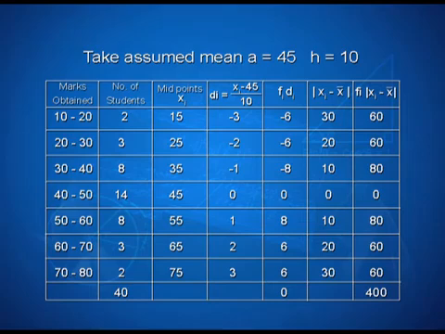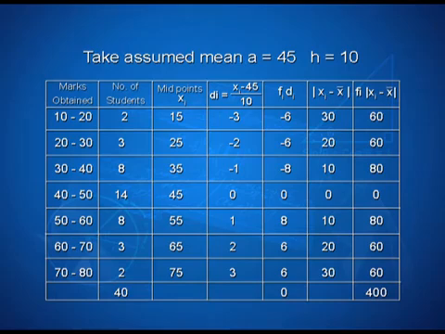Now, we find out the product of fi and di. 2 into minus 3 gives us minus 6, 3 into minus 2 gives us minus 6, 8 into minus 1 gives minus 8, 14 into 0 gives us 0, 8 into 1 gives us 8, 3 into 2 gives us 6 and 2 into 3 gives us 6, and we can find here the sum of these observations is 0. Now we find out the absolute value of xi minus x bar. They are 30, 20, 10, 0, 10, 20, 30 respectively.